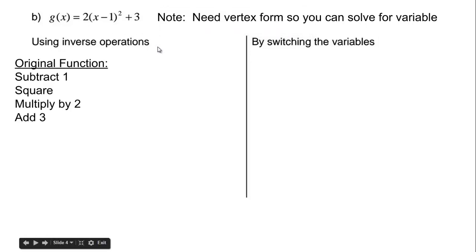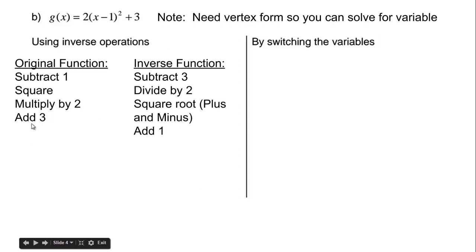So using inverse operations on the original function, if we look at what happened to the inputs, if we subbed a number in here and wanted to calculate it, we'd have to subtract 1, square it, multiply by 2, and add 3. And so for the inverse function, we do the last one first: subtract 3. Instead of multiply, we divide by 2. Instead of squaring, we take the square root, plus and minus. And instead of subtracting 1, we add 1.